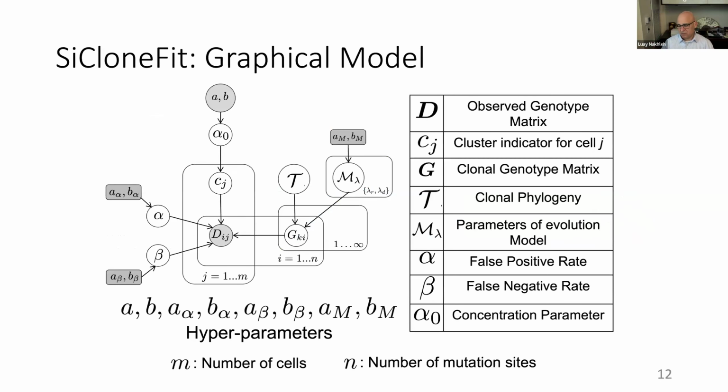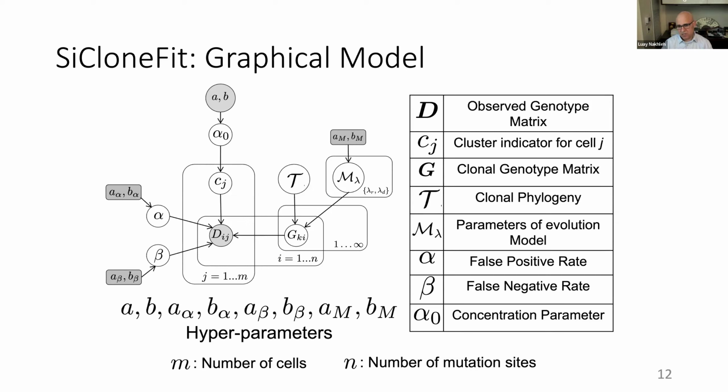It employs a very detailed graphical model that takes into account the true genotype that we don't observe. That's a G in this figure, the observed genotype, which is D. But it also makes assumptions about the clonality. It employs something known as the Chinese restaurant process as a prior on the clustering and so on.